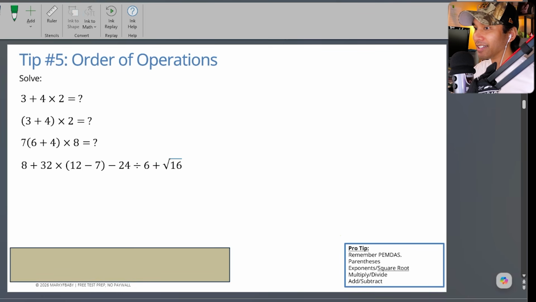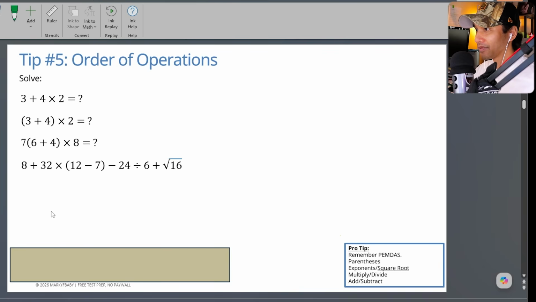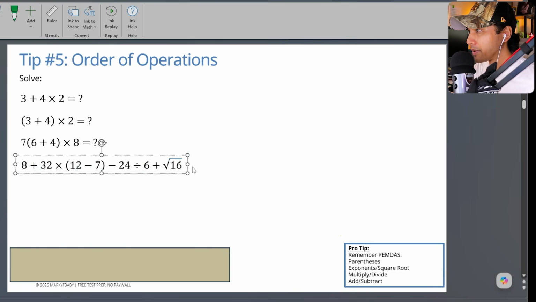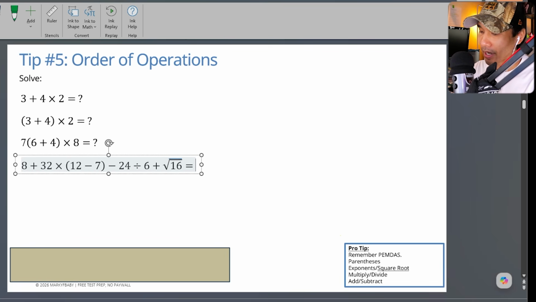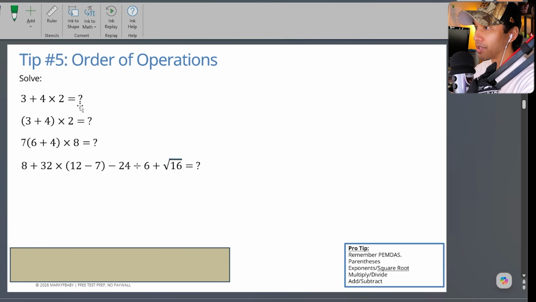All right. Order of operations. Now we are moving on to some algebra. Solve these problems here. And oopsies, I need to make this a problem by putting an equal sign. 3 plus 4 times 2 equals question mark. And before I even start this, we need to go over PEMDAS.